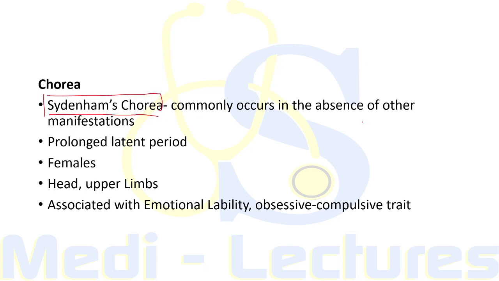it commonly occurs in the absence of other manifestations because it will follow prolonged latent periods after the group A streptococcal upper respiratory tract infection. Now this chorea is mainly found in the females and particularly in the head and upper limb region. It is typically associated with emotional lability and obsessive compulsive trait.